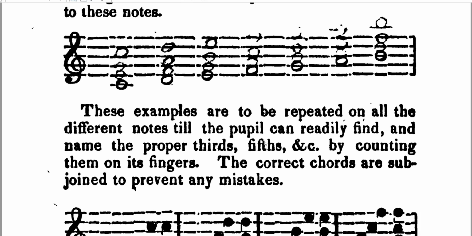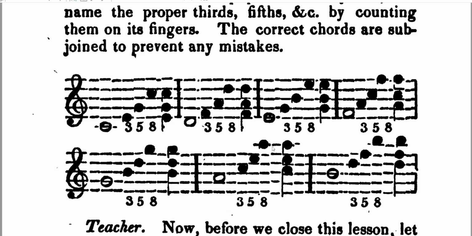These examples are to be repeated on all the different notes till the pupil can readily find and name the proper thirds, fifths, etc. by counting them on its fingers. The correct chords are subjoined to prevent any mistakes. And here are the subjoined, that is, joined below, chords. C, the third, the fifth, and the octave.